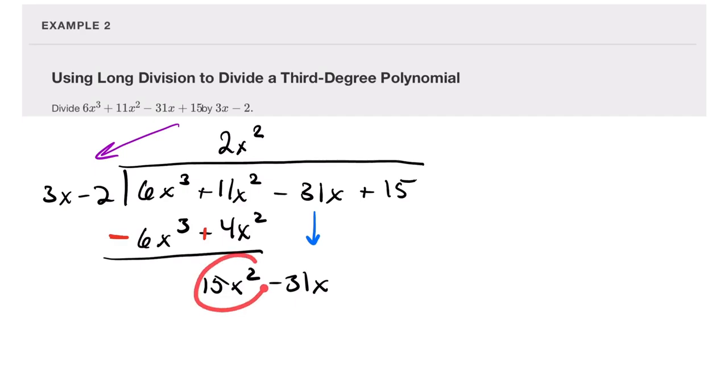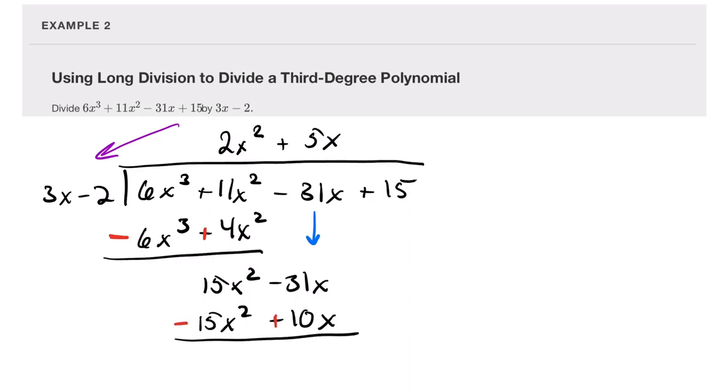So now we're going to say the first divided by the first again. 15x squared divided by 3x is what? 5x. So plus 5x. Again, along the diagonal where the purple is, we multiply. So 5x times 3x is 15x squared. 5x times a negative 2 is a negative 10x. Then we need to distribute our negative, so this becomes negative, this becomes positive. A number plus its opposite adds to 0. Negative 31 plus 10 is a negative 21. And then the next one comes down.